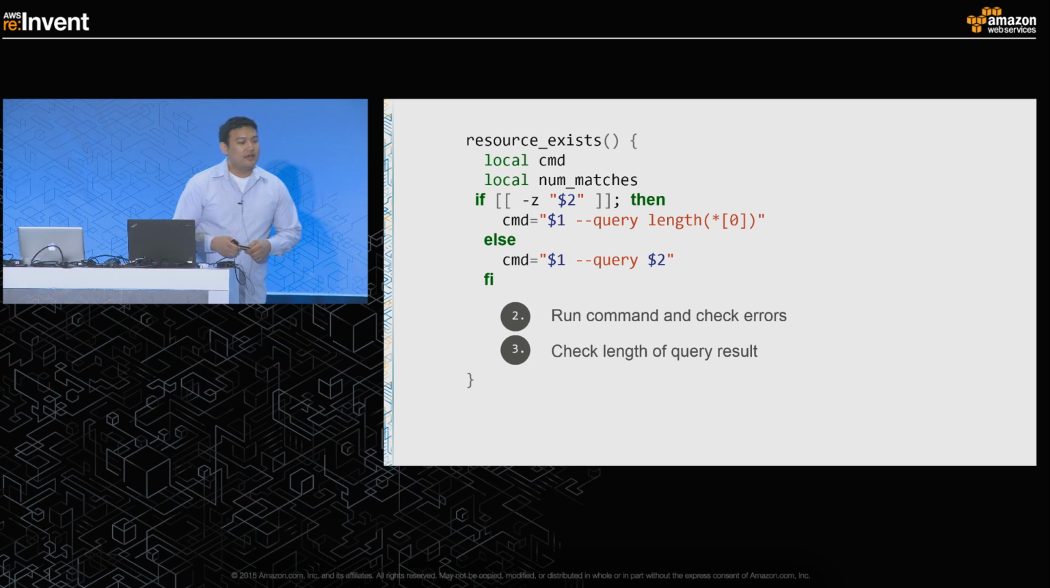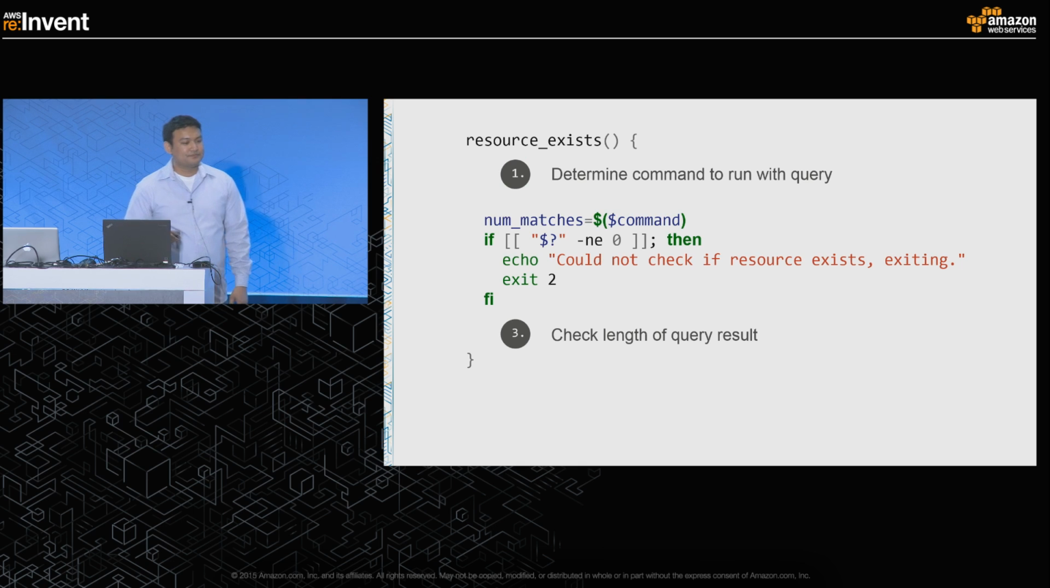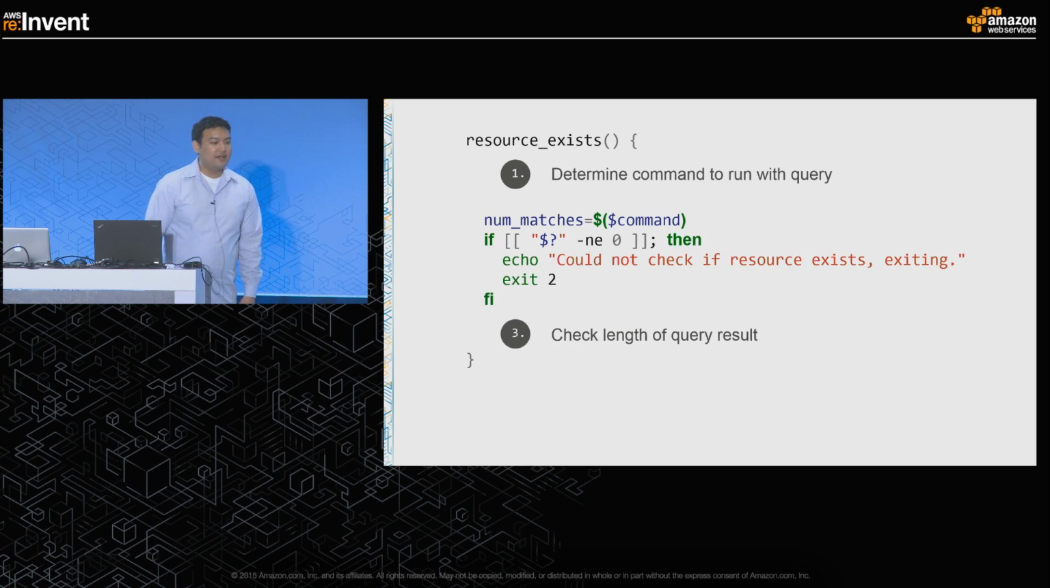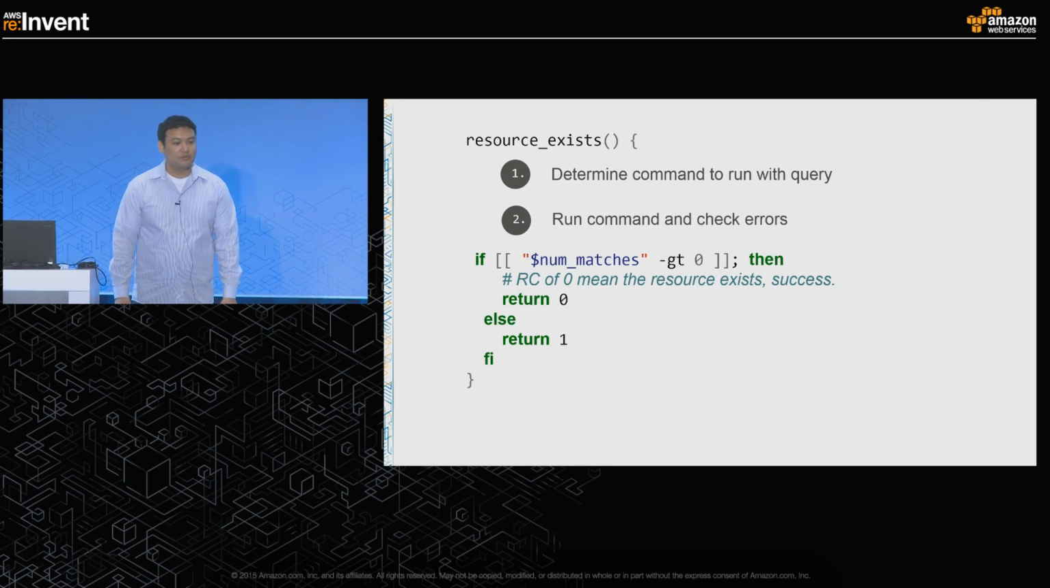First you're going to have 2 arguments you give me, the command and then also the query to run. If you don't, we'll just look at the first list in this output. And then after that, we're going to go ahead and run the command. And if that command has any errors, we will go ahead and error out. And then finally, we'll check the length here. So if the number of matches is greater than 0, then we'll return 0. Means the resource exists. Otherwise, we'll go ahead and return 1, saying the resource does not exist.